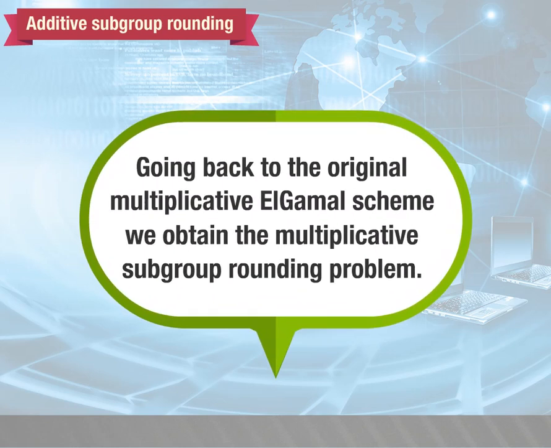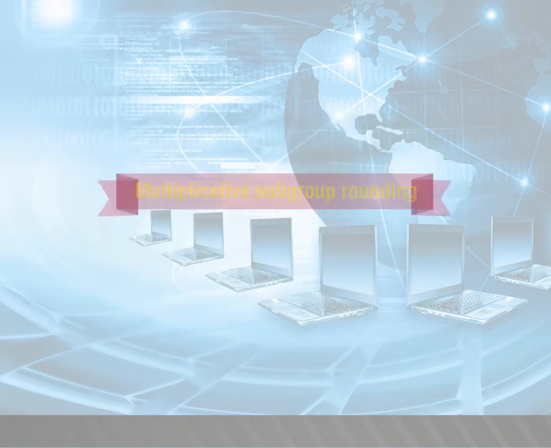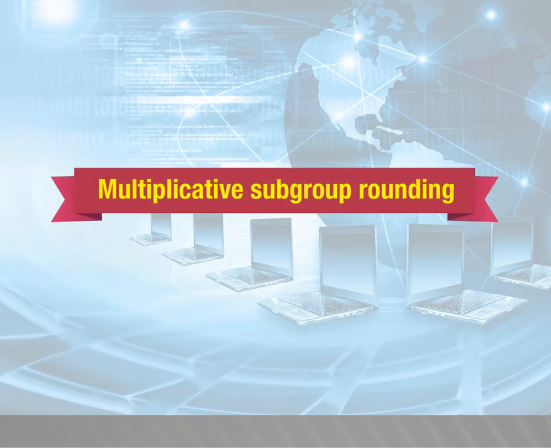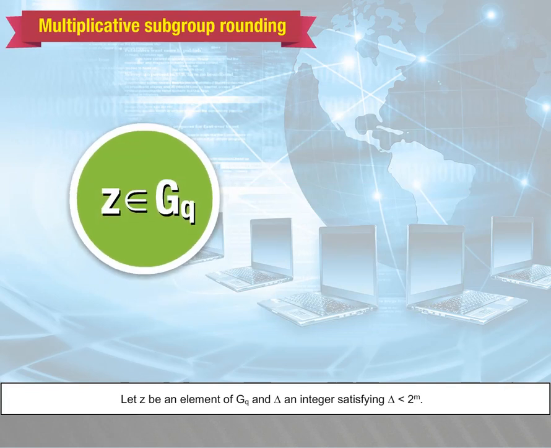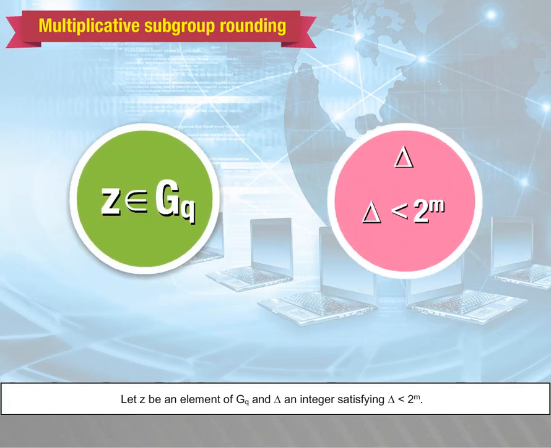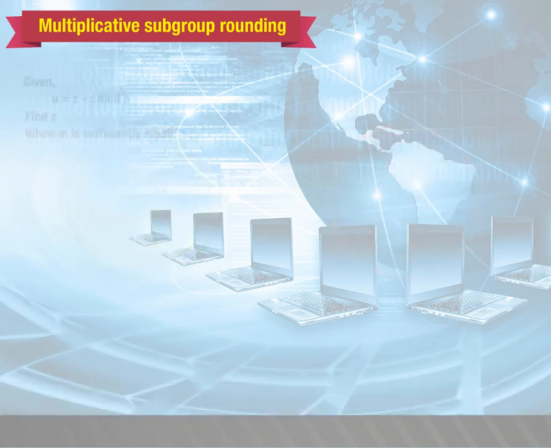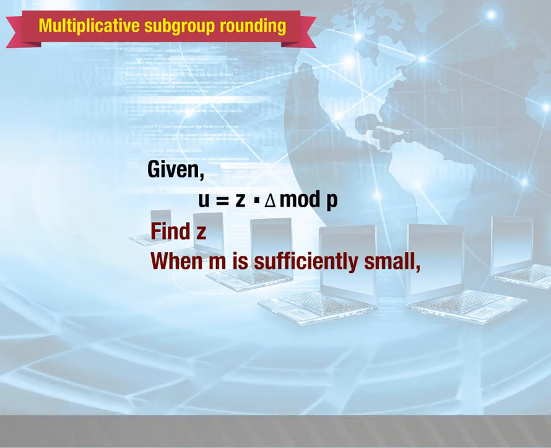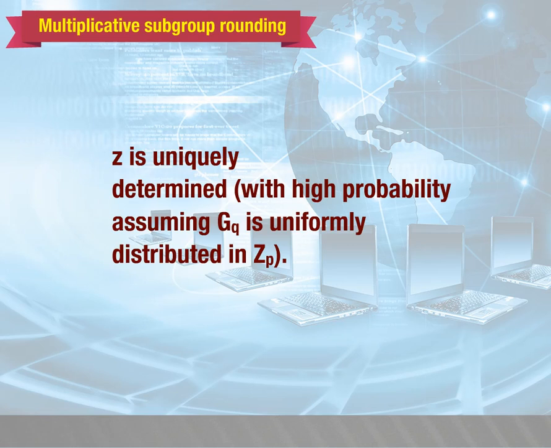Going back to the original multiplicative Elgamal scheme, we obtain the multiplicative subgroup rounding problem. Multiplicative subgroup rounding. Let z be an element of Gq and delta an integer satisfying delta less than 2 power m. Given u equals z times delta mod p, find z. When m is sufficiently small, z is uniquely determined with high probability, assuming Gq is uniformly distributed in Zp*.